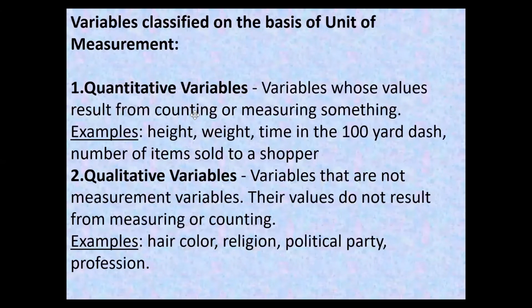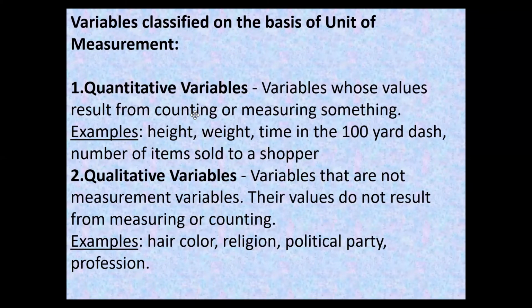Now, variables classified on the basis of unit of measurement. First is quantitative variables. These are those variables whose values result from counting or measuring something. For example, height, weight, time in the 100-yard dash, number of items sold to a shopper. So all those things which are countable are known as quantitative variables.